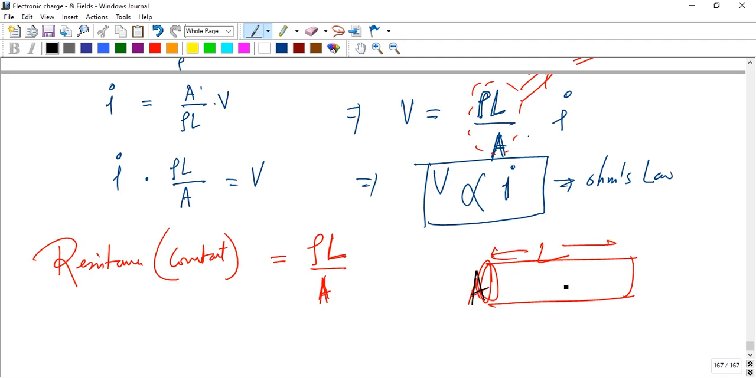And if you choose copper as the material, it has one resistivity. If you choose aluminum, it has a different resistivity. So that is equal to V equal to IR.